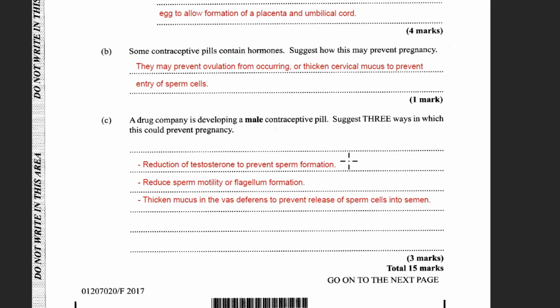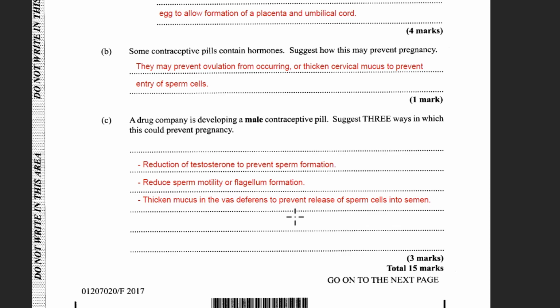Well, the 3 ways is this. So first, they could reduce testosterone levels, and testosterone is the hormone required for sperm formation, so that would reduce sperm formation. You could reduce sperm motility or delay or inhibit the formation of the flagellum, that's the tail of the sperm. So basically the sperm cells, the spermatozoa form, but they can't swim, so of course they cannot fertilize the egg. They could also thicken the mucus in the vas deferens, the sperm duct, to prevent release of sperm cells into the semen.